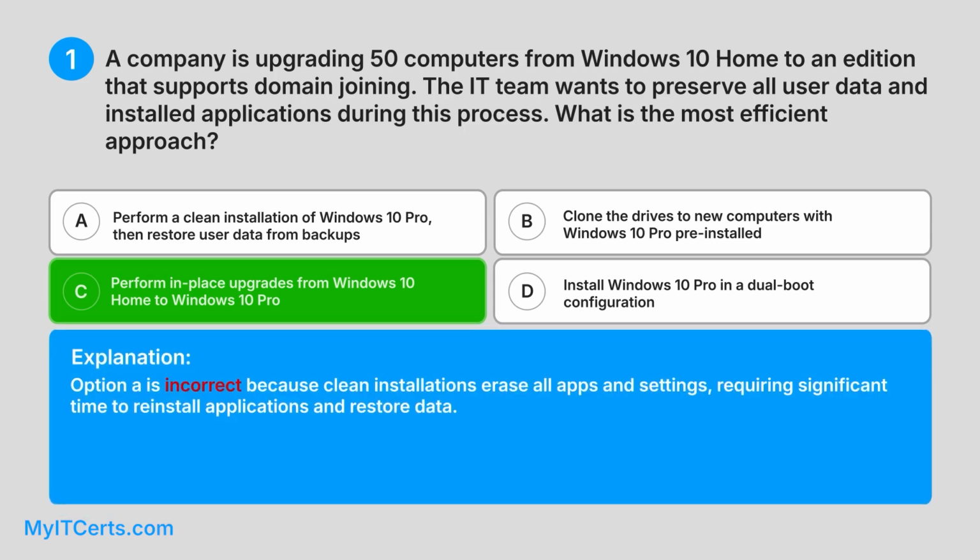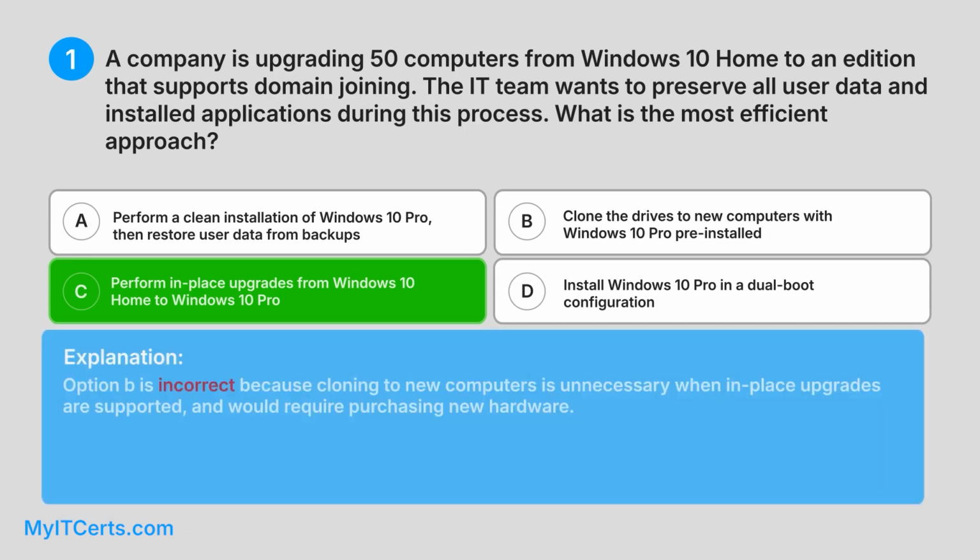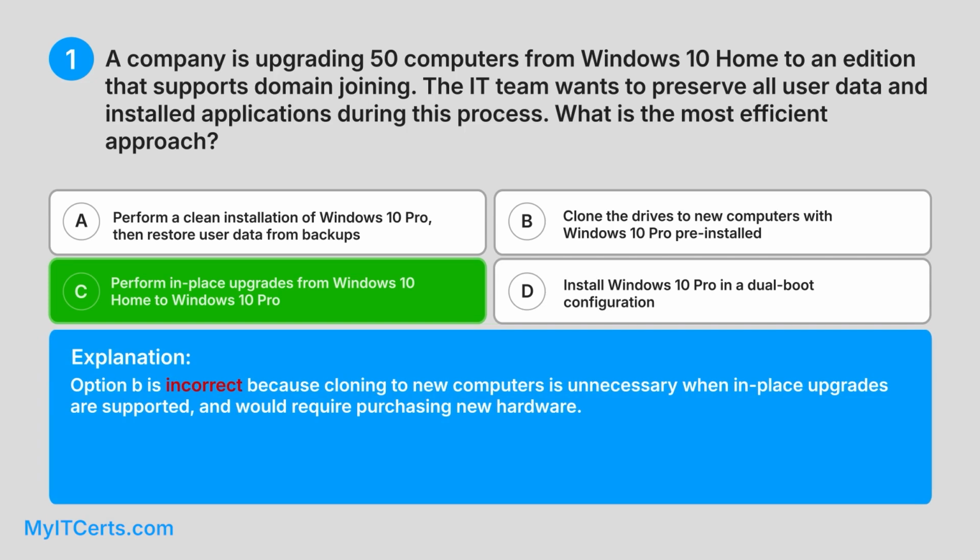Option A, perform a clean installation of Windows 10 Pro, then restore user data from backups, is incorrect because clean installations erase all apps and settings, requiring significant time to reinstall applications and restore data. Option B, clone the drives to new computers with Windows 10 Pro pre-installed, is incorrect because cloning to new computers is unnecessary when in-place upgrades are supported and would require purchasing new hardware.